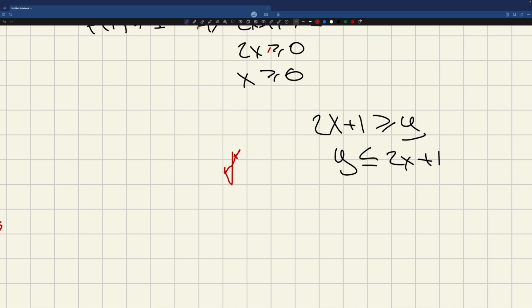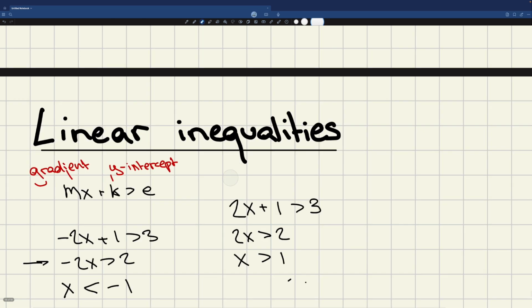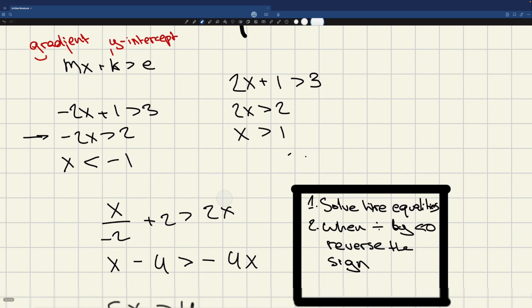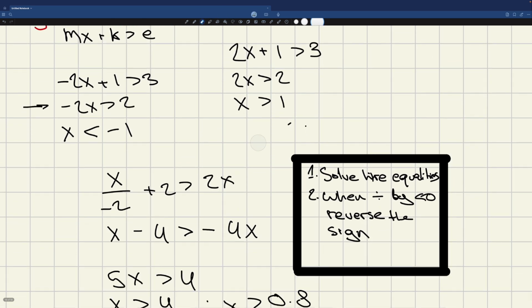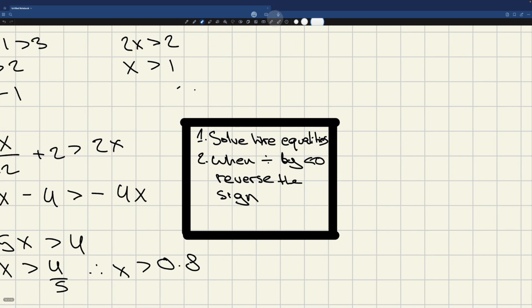Right, that's pretty much all of the theory for linear inequalities. And of course, I will end the video on this screen with this rule. So when you divide by a negative number, reverse the sign, please. Many students don't do it. Please do it, otherwise it's just messy.